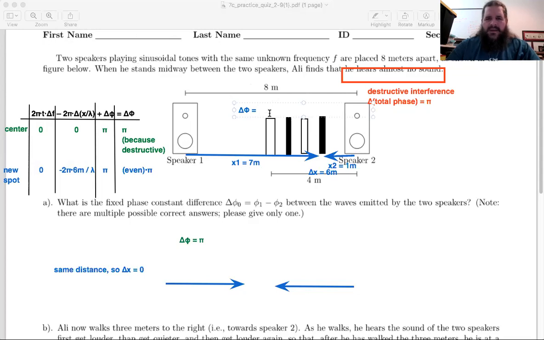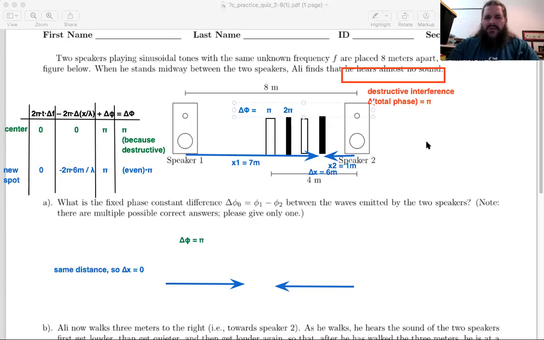At the very beginning, that one in the center, we were assuming that was destructive. So we were assuming the total phase was pi. If we walk from that destructive spot to the very next constructive spot, what's the very next constructive spot? It would be 2 pi, because 2 pi is the very next even multiple of pi.